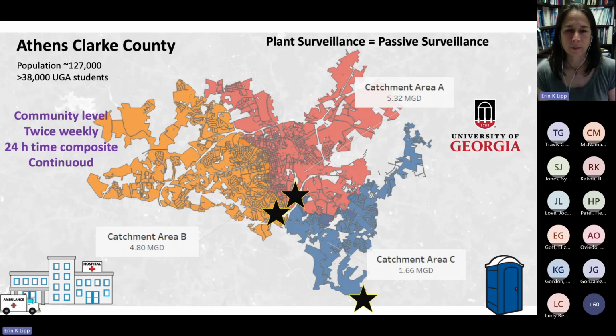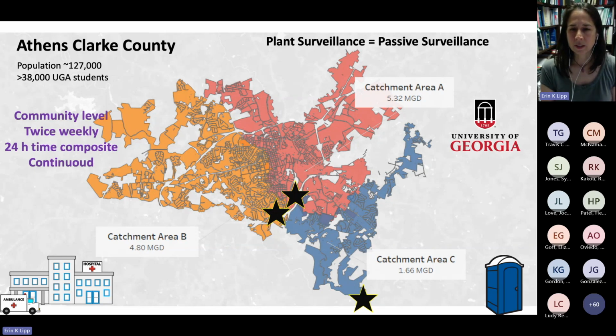Our catchment area B is a little bit smaller. It takes in on average 4.8 million gallons of sewage a day. This is an interesting catchment because it includes our only 2 hospitals in the region. And then catchment area C is our little one. This is 1.6 million gallons per day, and this is almost entirely residential.